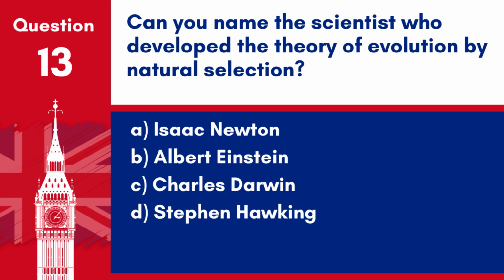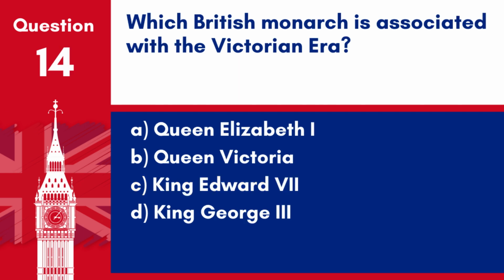Answer C. Charles Darwin. Charles Darwin developed the theory of evolution by natural selection, published in his book On the Origin of Species in 1859. Question 14. Which British monarch is associated with the Victorian era?